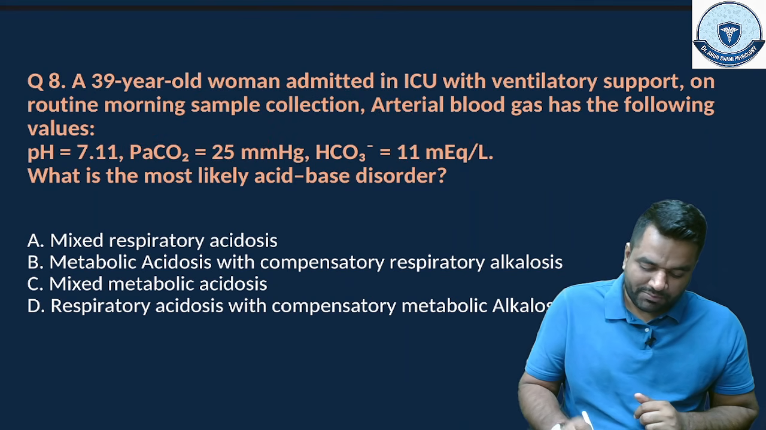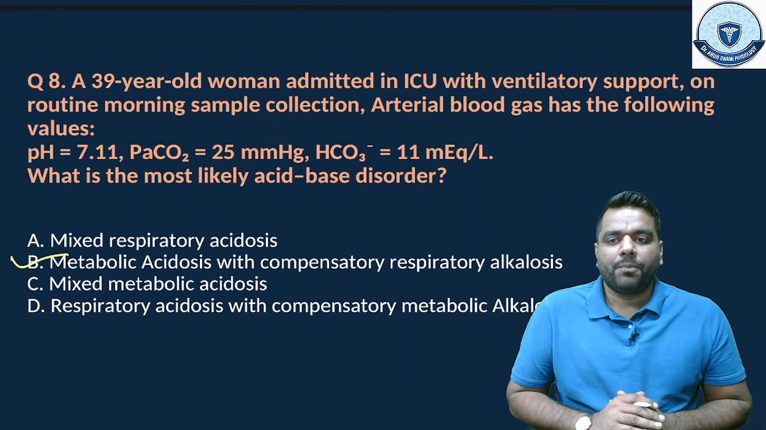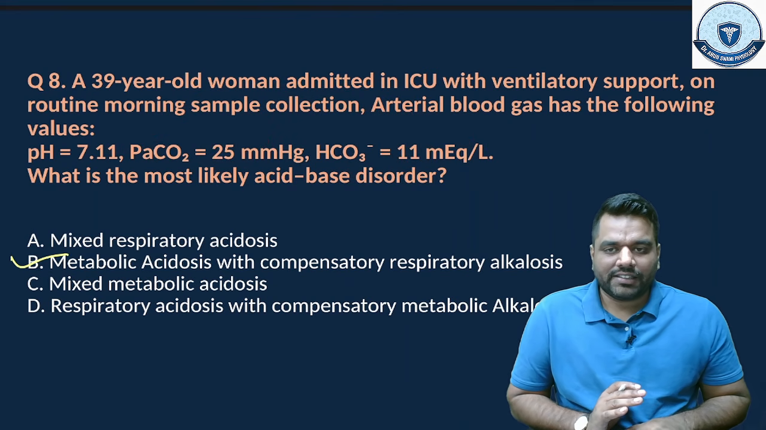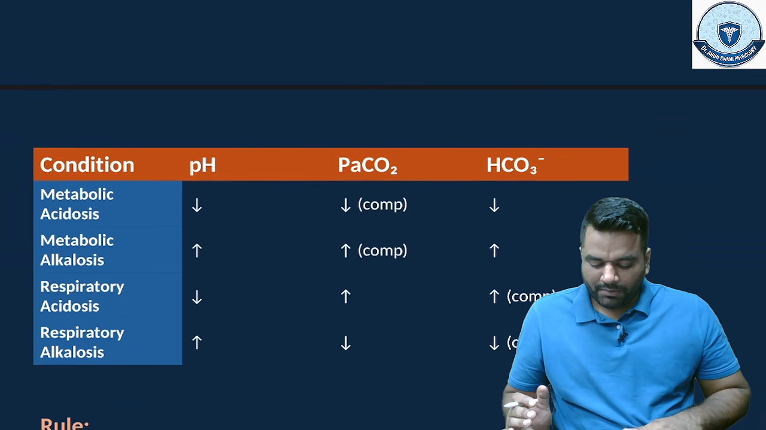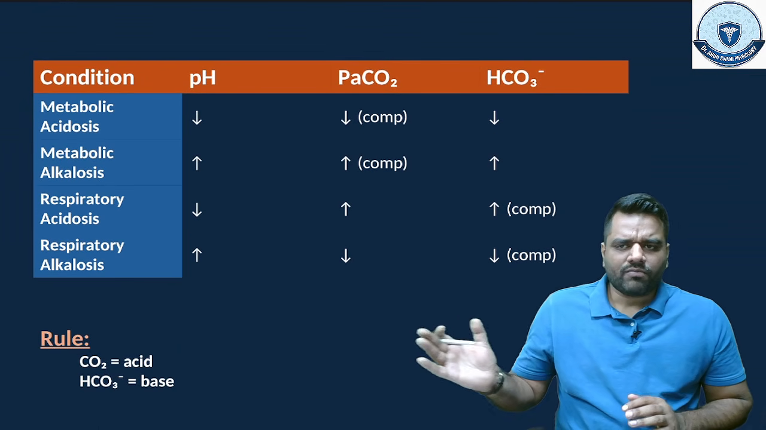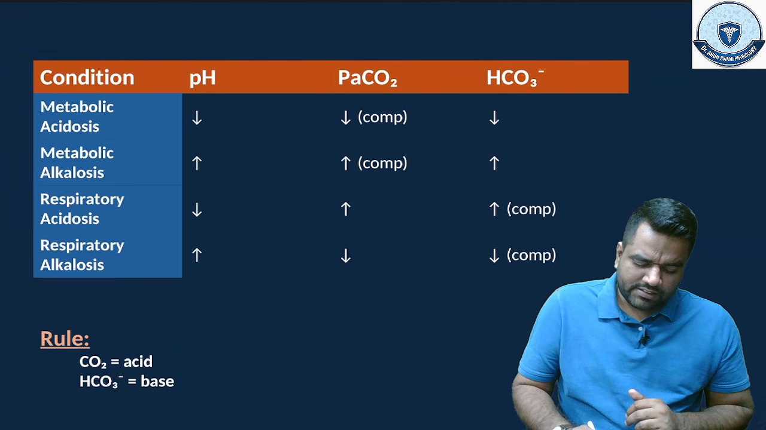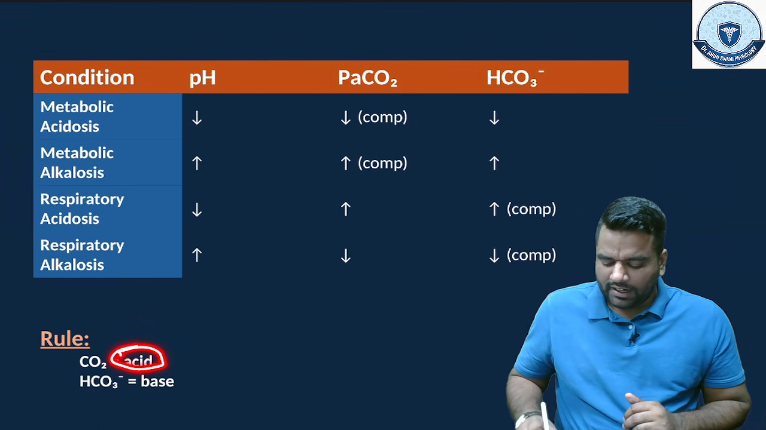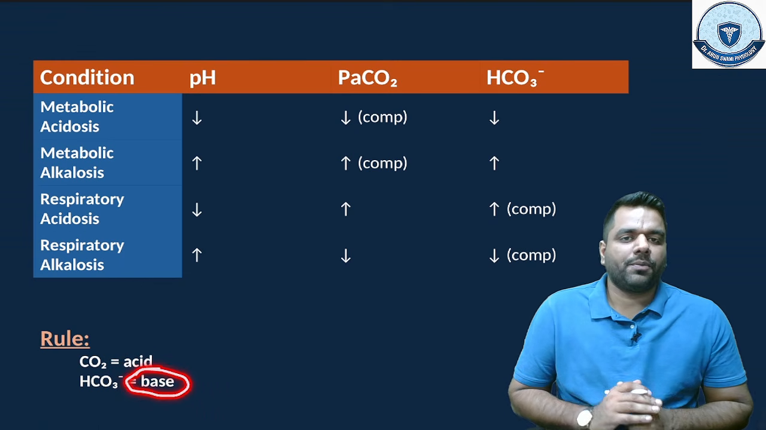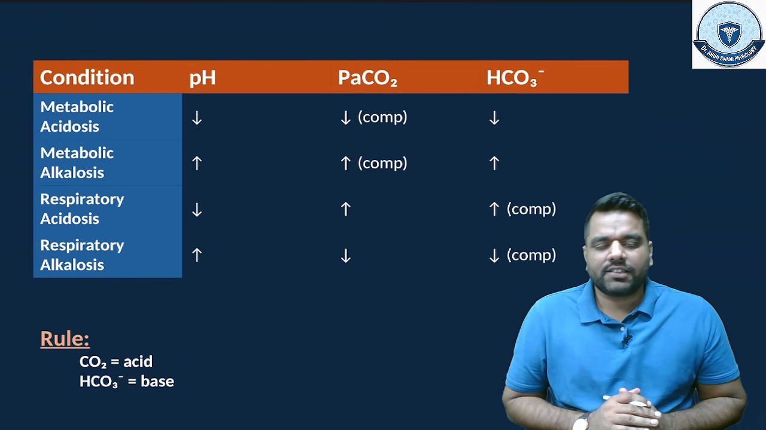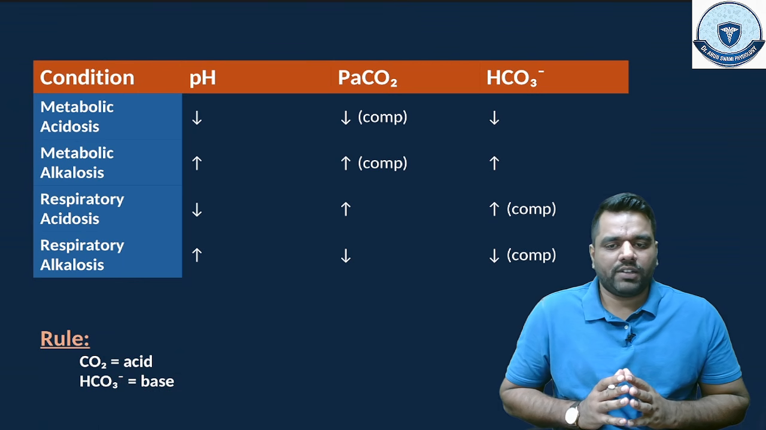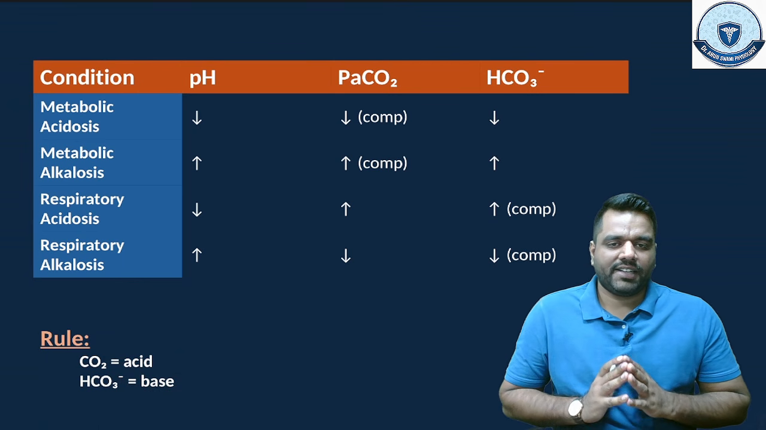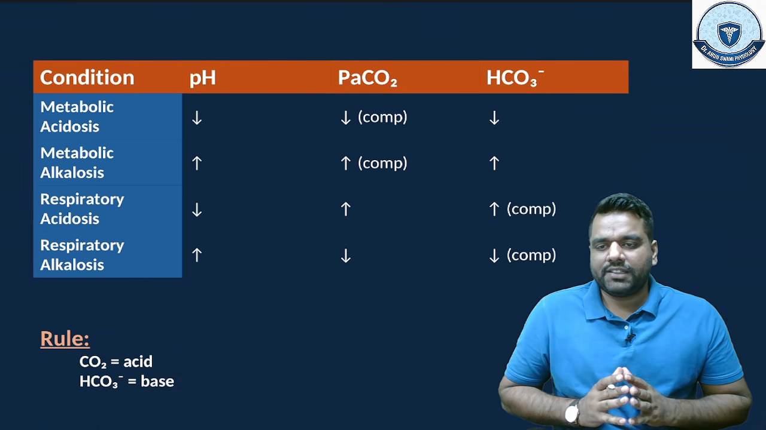So the right answer of this MCQ is option B, metabolic acidosis with compensatory respiratory alkalosis. Please remember this rule: CO2 property is acidic and bicarbonate property is base. This is the table we discussed in the class also. Just keep this table in your mind before entering the examination hall, and you will never make mistakes while solving all the ABG MCQs.